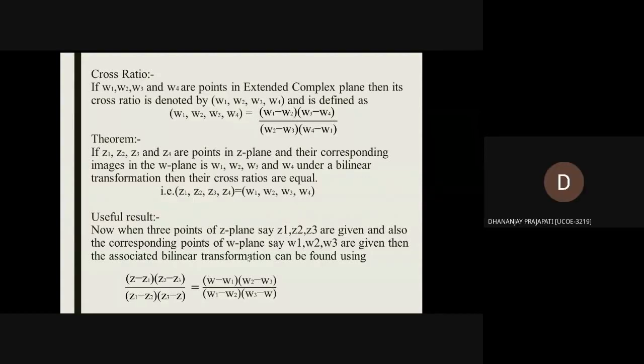Thank you, Ritika. So, my name is Dhananjay Prajapati. Good morning, Tina ma'am and my dear students. So I am going to prove the theorem of the cross ratio. Basically, the theorem of the cross ratio says that if we map the z plane into the w plane, the cross ratio of the z plane is equal to the cross ratio of the w plane, as said by Ritika. So let's move to the theorem.